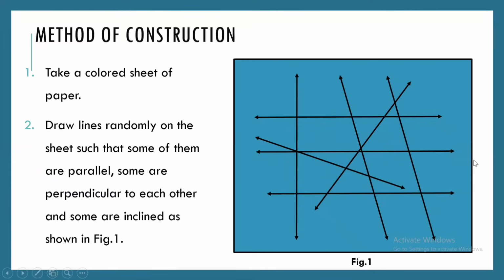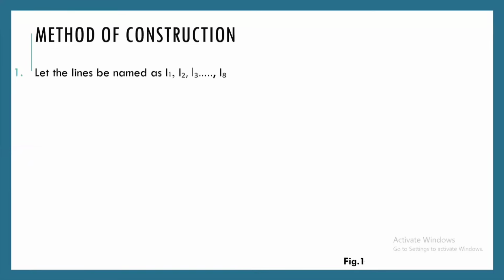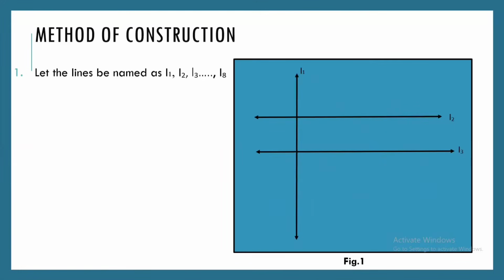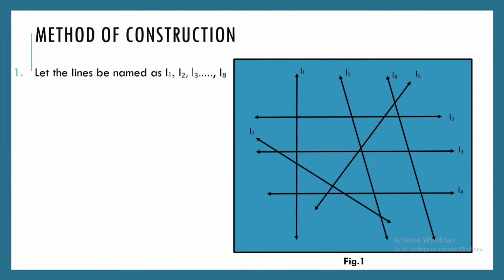Let us go to the next step. Let the lines be named L1, L2, L3 up to L8. So I'll just start naming the lines. This is the first line L1, L2, L3, L4, L5, L6, L7, and L8. So I've named the lines for figure 1.